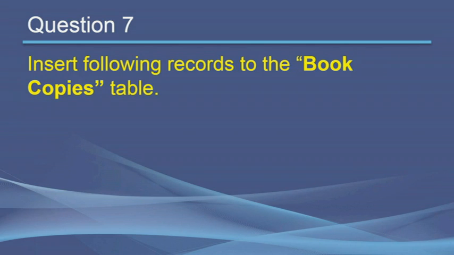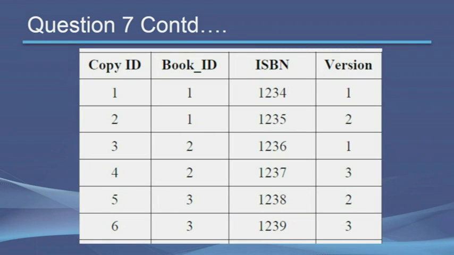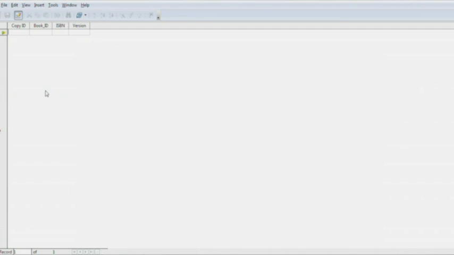Okay, let's go to the 7th question. It says, insert following records to the book copies table. This is the book copies table, but it didn't ask to create a form and enter it. So, you can directly enter those data to the table without creating forms. Since we didn't ask, you don't have to create it. Let's open this table and we can enter data. Let's enter it.